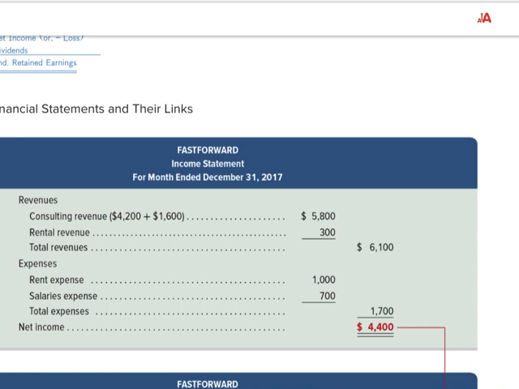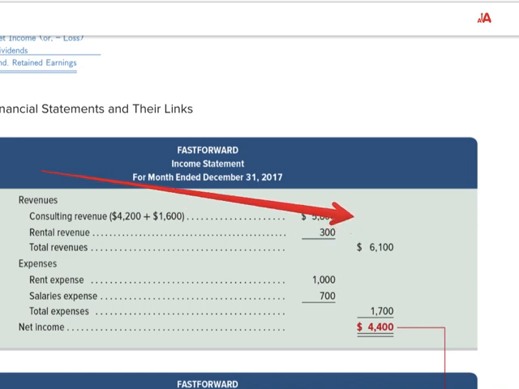What you see here is that header, which has the name of the company, income statement, and then the period of time, and the period clearly indicates the month ended December 31st, 2017. This tells us revenues first, and it lists out the detail of the different types of revenue. This particular company has two types, consulting revenue and rental revenue. It lists those out and then sums them up as total revenues. And this is the sum right here.